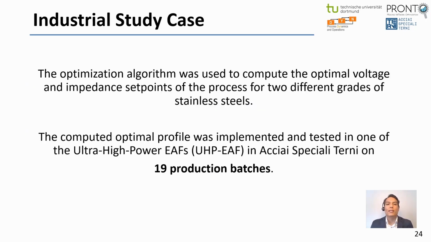Let us now introduce our study case. The optimization algorithm was used to compute the optimal voltage and impedance set points for the process, and we took into consideration two different grades of stainless steel. This optimal profile was then implemented in one of the ultra-high power electric arc furnaces in Acciaierie Speciali Terni, and 19 production batches were run. These test batches are real batches, and the product of these batches at this moment should be with one of the clients of Terni worldwide.